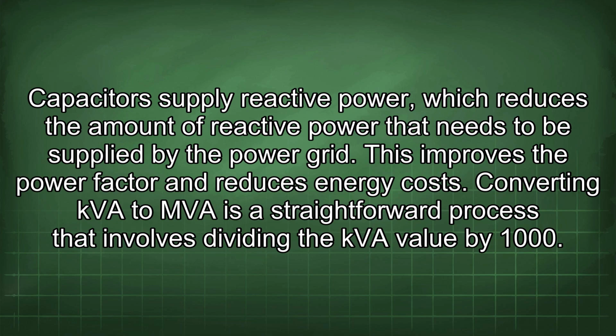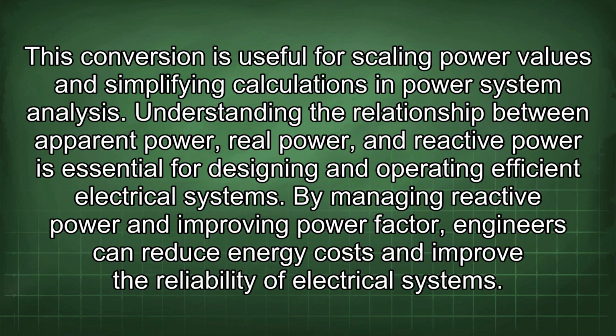Converting kVA to MVA is a straightforward process that involves dividing the kVA value by 1000. This conversion is useful for scaling power values and simplifying calculations in power system analysis. Understanding the relationship between apparent power, real power, and reactive power is essential for designing and operating efficient electrical systems. By managing reactive power and improving power factor, engineers can reduce energy costs and improve the reliability of electrical systems.